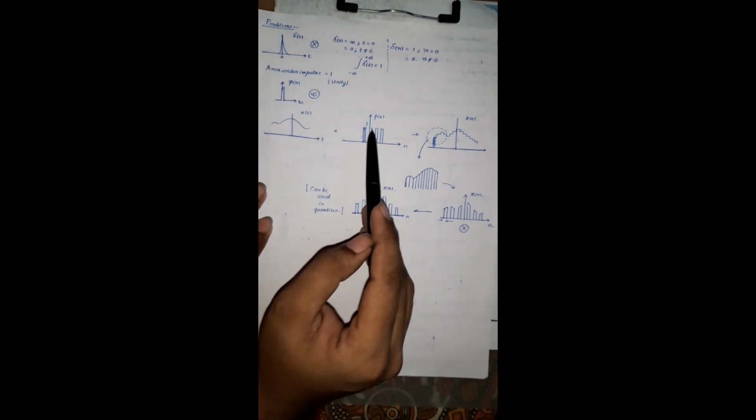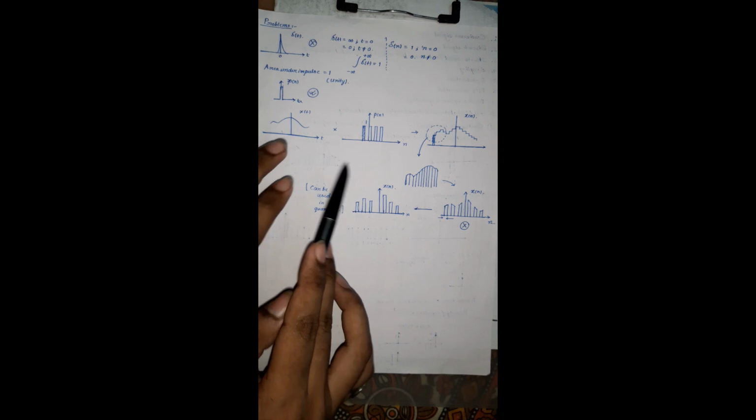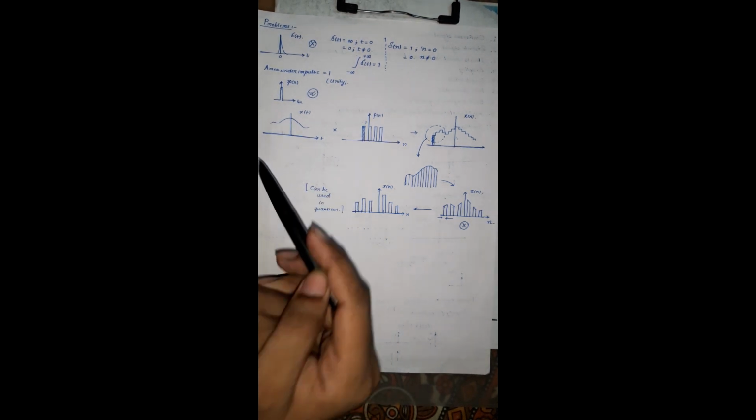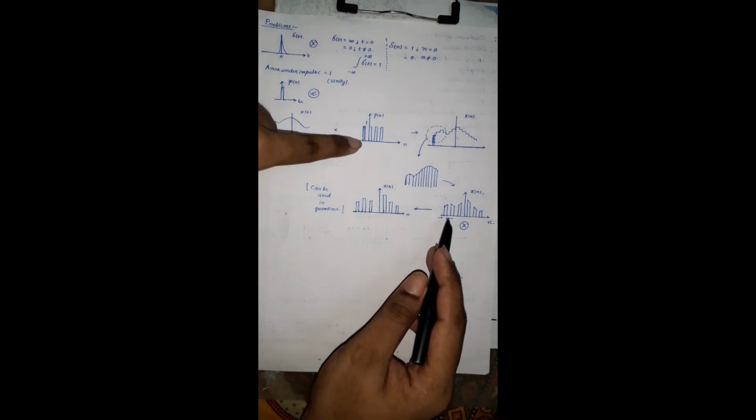It is not an impulse train, it is the pulse train. That's why P of t is written over here. The pulse train is multiplied with our continuous time signal. Then we will find this type of discretized x(t) signal.